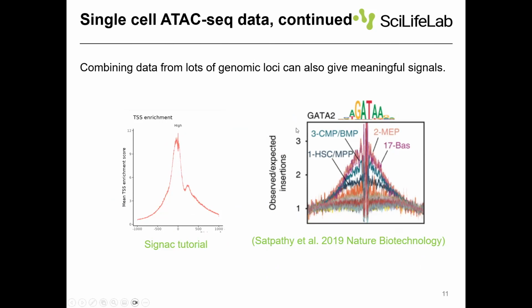You can also look at specific transcription factor binding sites, so DNA sequence motifs that represent known transcription factor binding sites. And for example, here in this study, they looked at all instances in the genome of this motif. And then if they pooled the ATAC-seq signal for just one cell, then they could see very clear patterns. So if you just look at one cell in one region, it's basically crap. But if you combine many cells, or if you combine many regions, then you get useful signals.